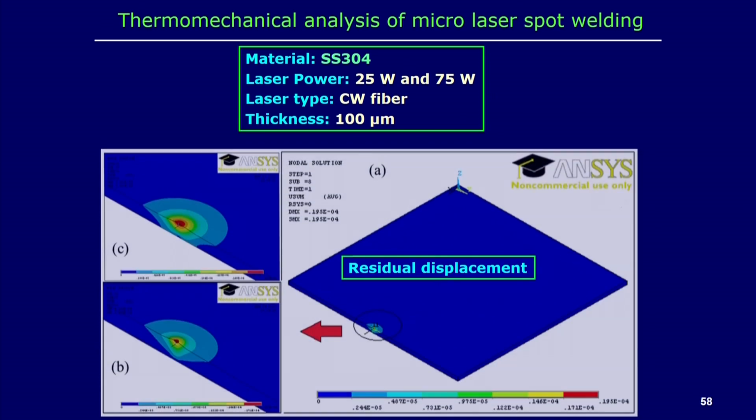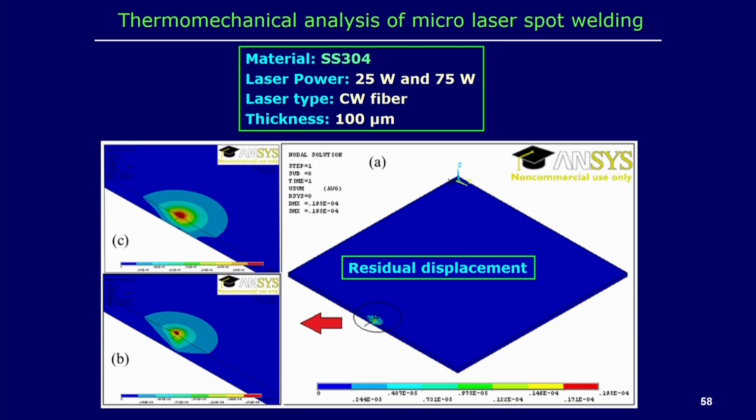We can also see the thermomechanical analysis of the micro laser spot welding process. The material is SS304 stainless steel, two laser powers, 25 watt and 75 watt, have been used, the laser type is continuous wave fiber, and the thickness is only 100 micrometer. In this case, the residual displacement is confined to a very small zone, as it is a spot welding.